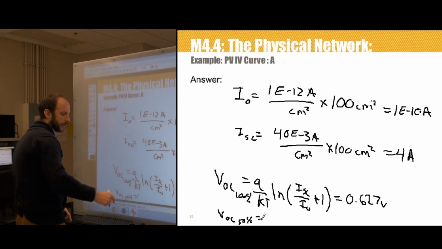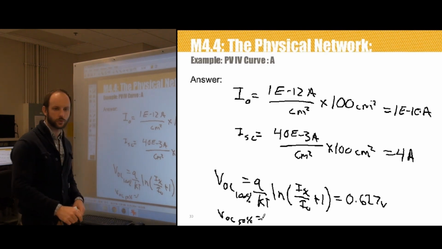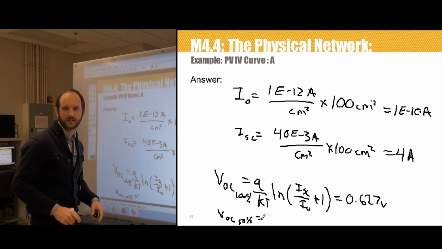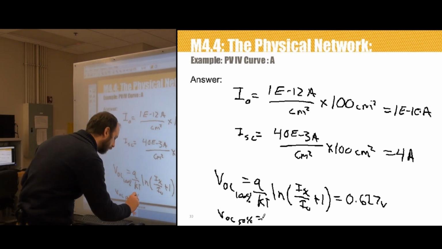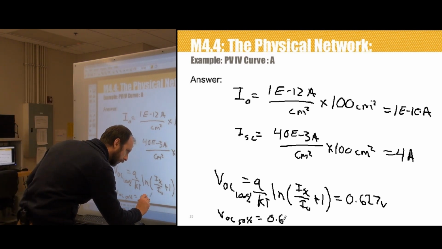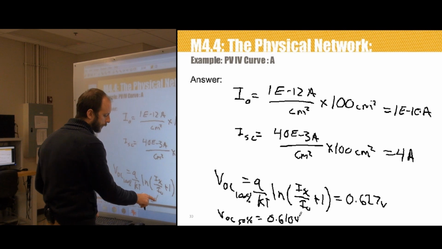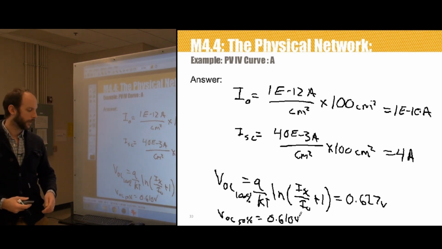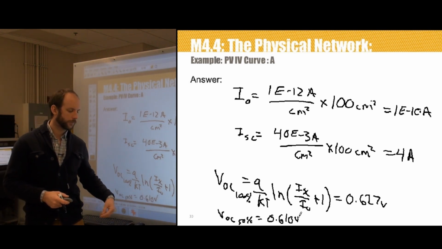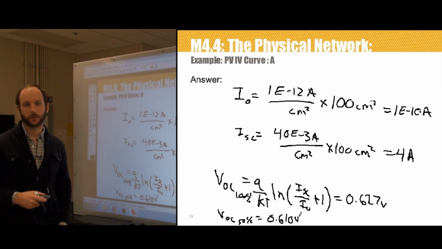We use those exact same numbers, but again, we just put a 2 in for the short circuit current since the short circuit current is halved, and we get 0.610 volts. So a small voltage drop due to a 50% reduction in solar insolation in watts per meter squared.